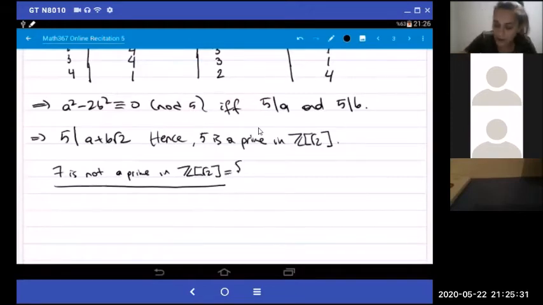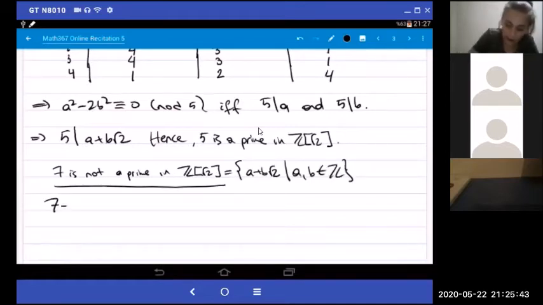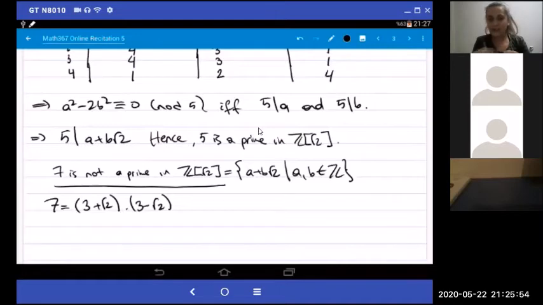As you remember, this ring consists of all elements like a plus b root 2 such that a and b are integers, right? So 7 can be written as 3 plus root 2 times 3 minus root 2. In these kinds of rings, this kind of conjugation generally works, okay? Try to consider these kinds of products to obtain non-irreducible elements, prime elements. You can always use this ring, okay?